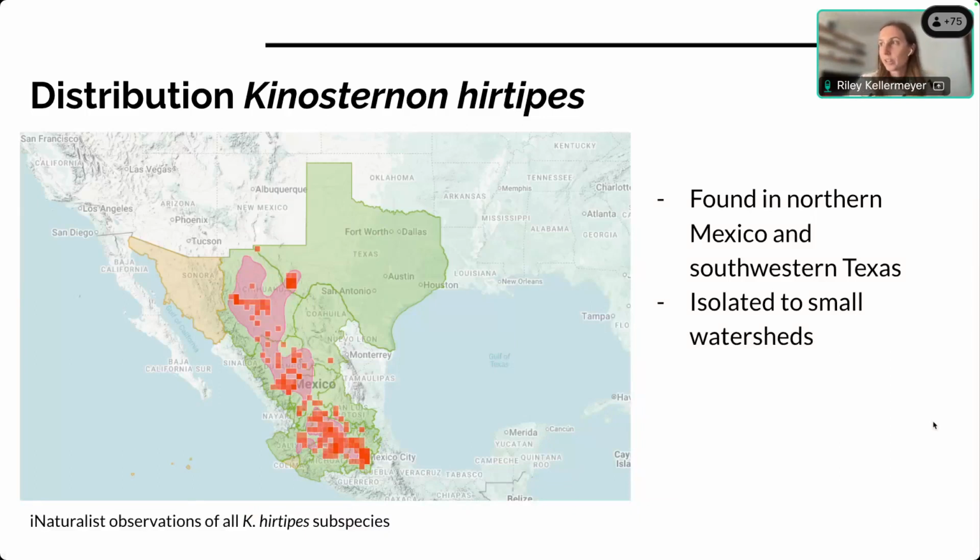Now, here's the distribution of Kinosternon hirtipes, all 6 subspecies. This is a very handy way to look at this data from iNaturalist. Big shout out to all of our citizen scientists for providing us really incredibly accurate data that we can use to track where these turtles are. So you can see they're found in northern Mexico and southern Texas, little bits of it. But they are aquatic turtles, so they're isolated to really small watersheds. And as you can imagine, most of this is desert, which is awesome.